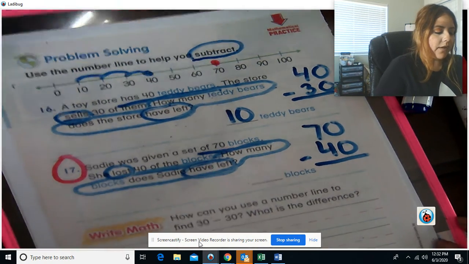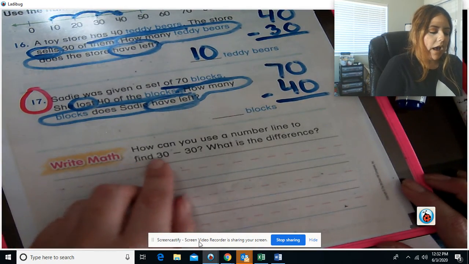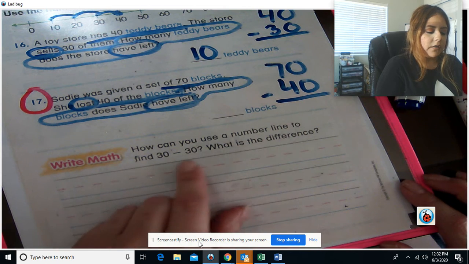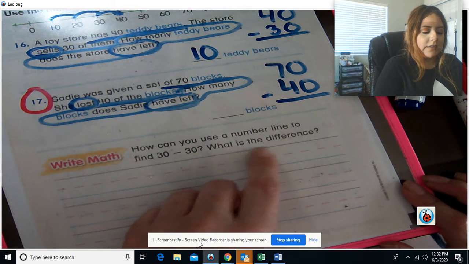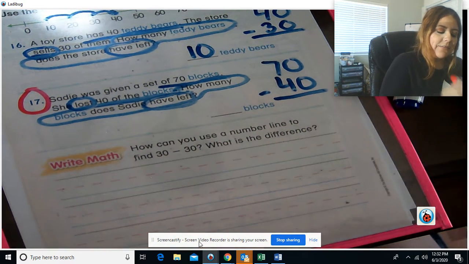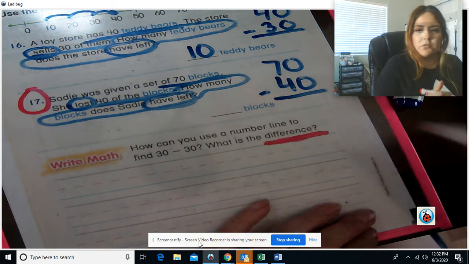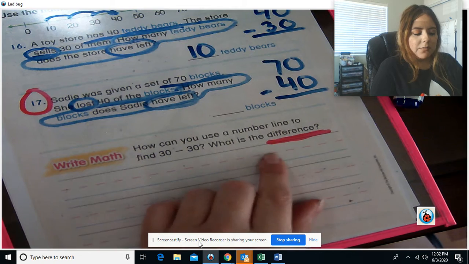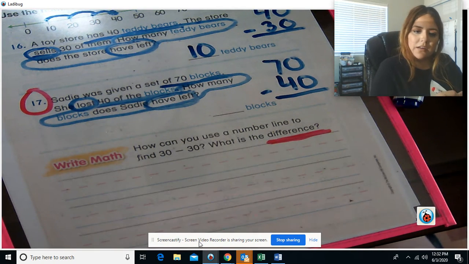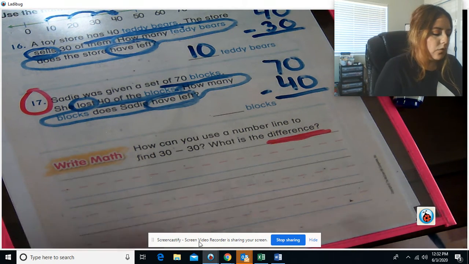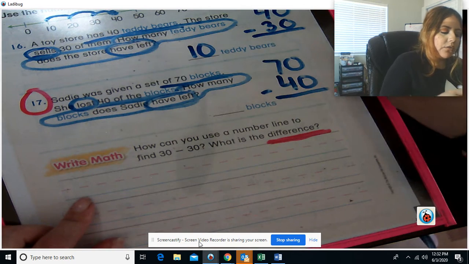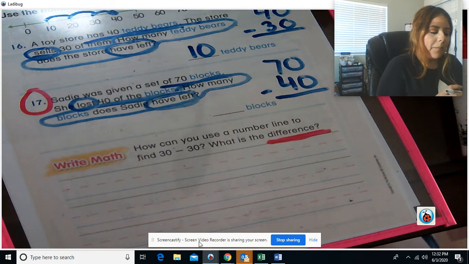Okay. Then finally, our right math says, how can you use a number line to find 30 minus 30? What is the difference? Difference means what is the answer when we subtract. So, how can you use a number line to find 30 minus 30?